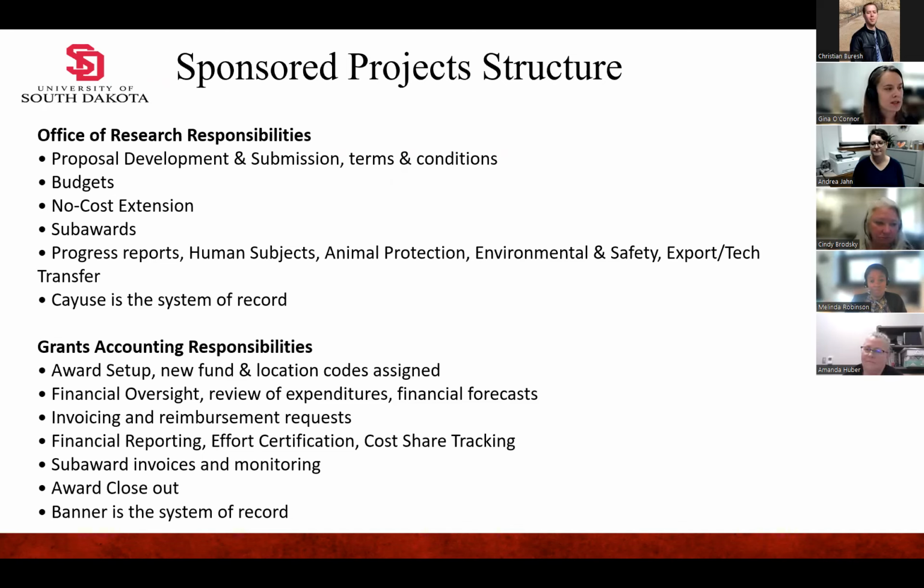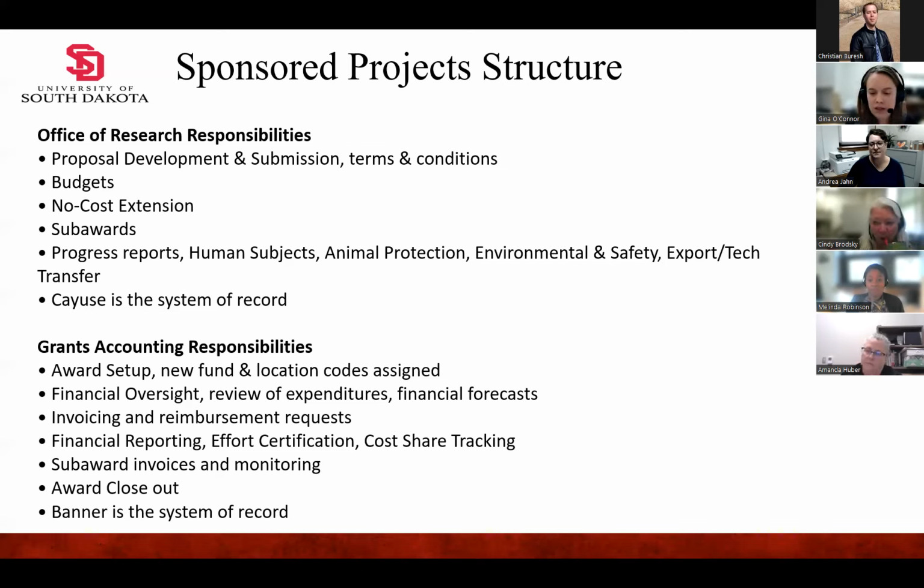Also in our office encompasses human subjects, animal protection, environmental and safety, and export/tech transfer. And for us, Cayuse is our system of record. Whenever we apply for something, we always route everything through Cayuse. It's a good way for us to keep track of everything. So that's a crash course in sponsored Office of Research. And I'll have Andrea explain the grants accounting responsibilities.